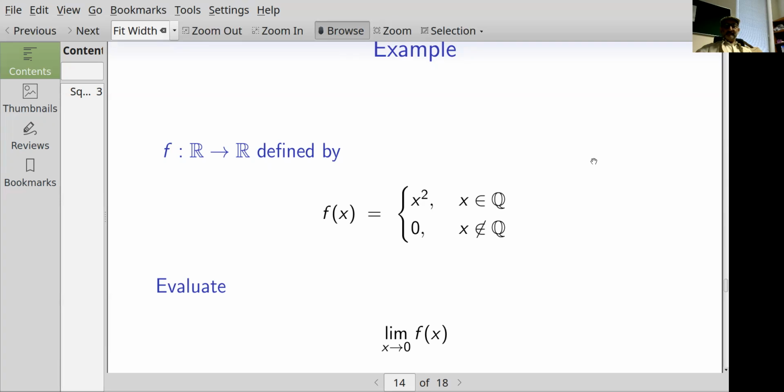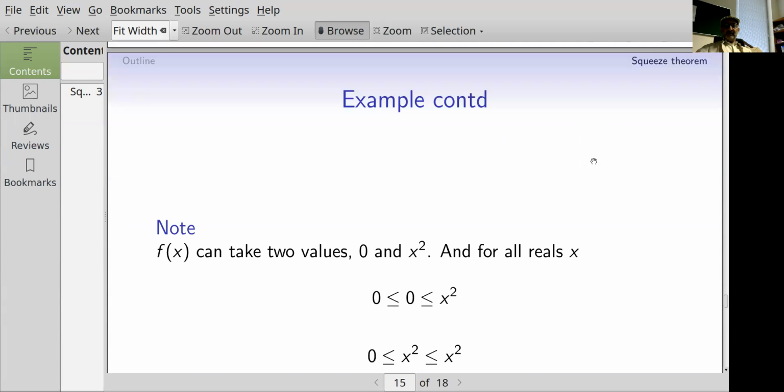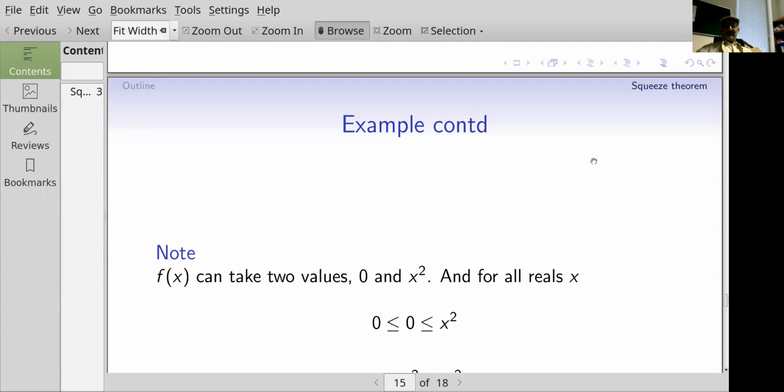Okay, that's a fairly complicated question. Again, one way of doing this is to try to think about what happens when we squeeze these values between the values of two simpler functions. Okay, so let's take a look. One value that f of x can take is 0. Another value that f of x could take is x squared. Well, 0 is less than or equal to 0, and 0 is less than or equal to x squared for any real number x.